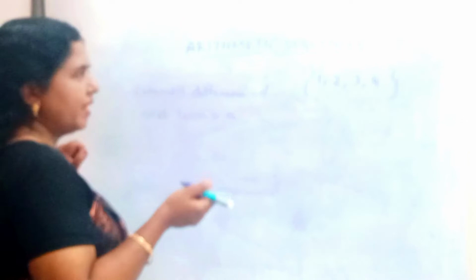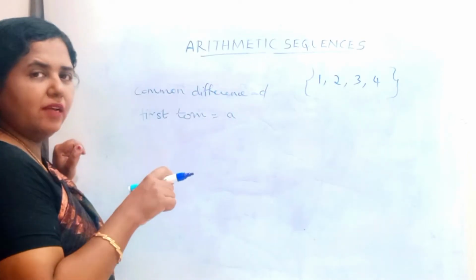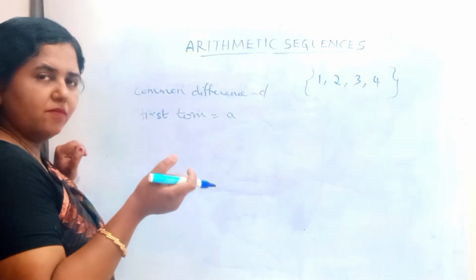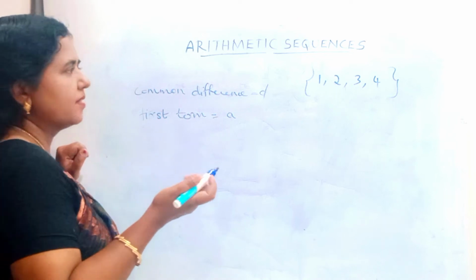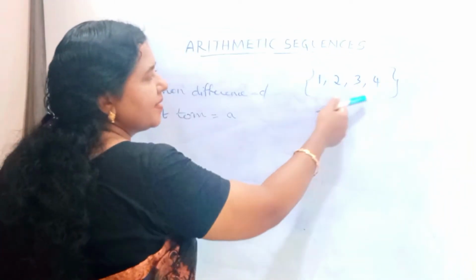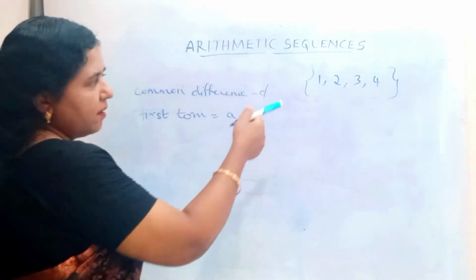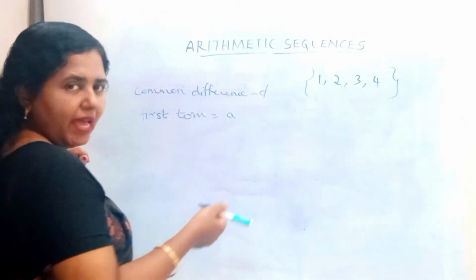Okay, so now next we can see how to write down the general form for an arithmetic sequence. So for reference, let us consider the same sequence of values 1, 2, 3 and 4.